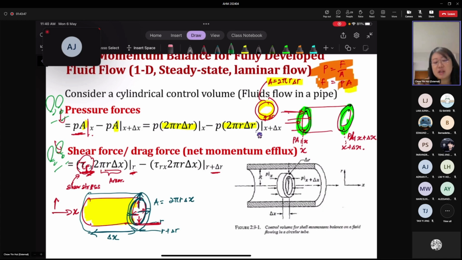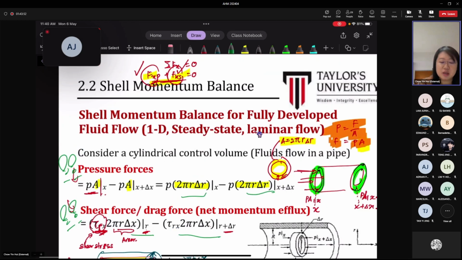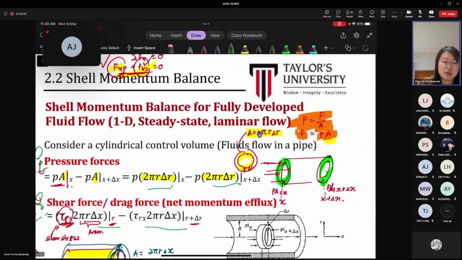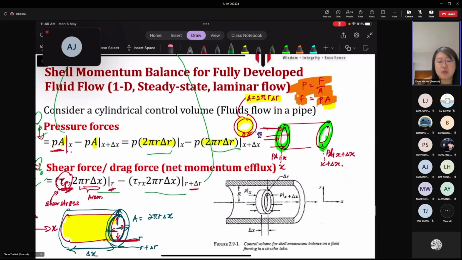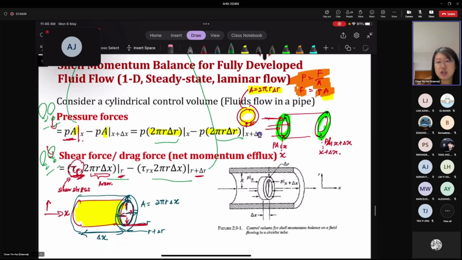Because after this, once you get the expression correctly, it's just substituting it back, right? You substitute this back to here for the pressure force, and substitute the shear stress into here. Then we will start to simplify it and change it to a differential equation. So, any questions so far? Okay, seems like no. Okay, then I'll proceed.